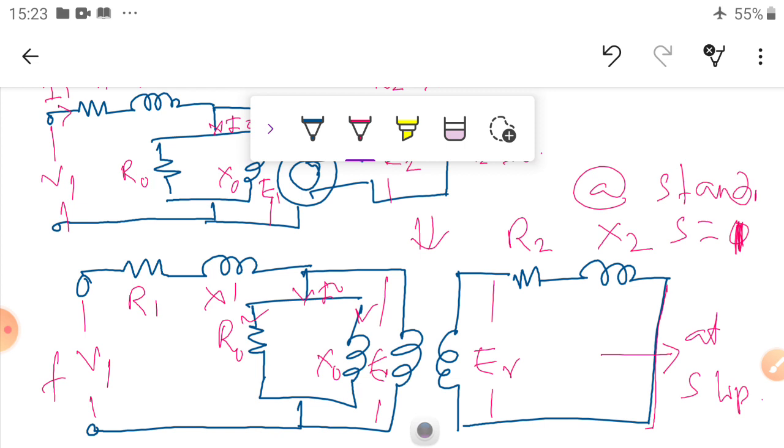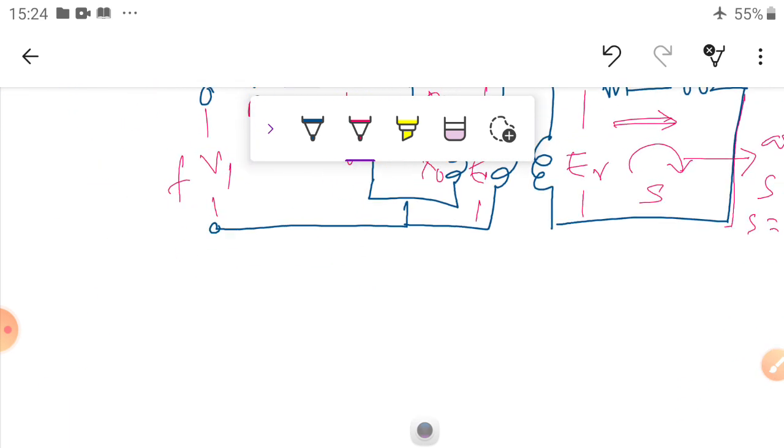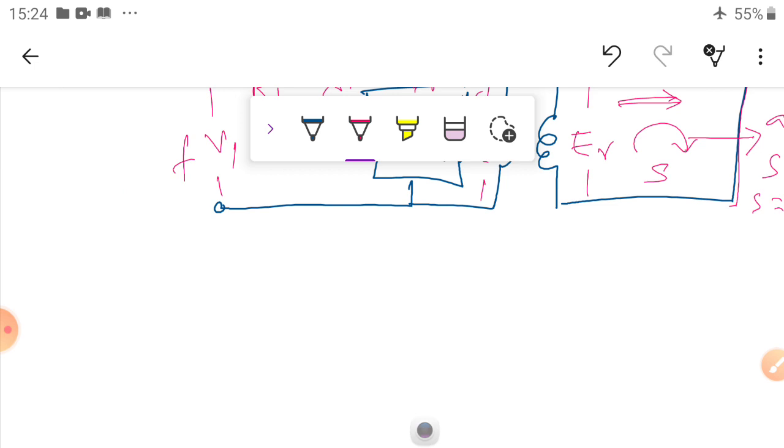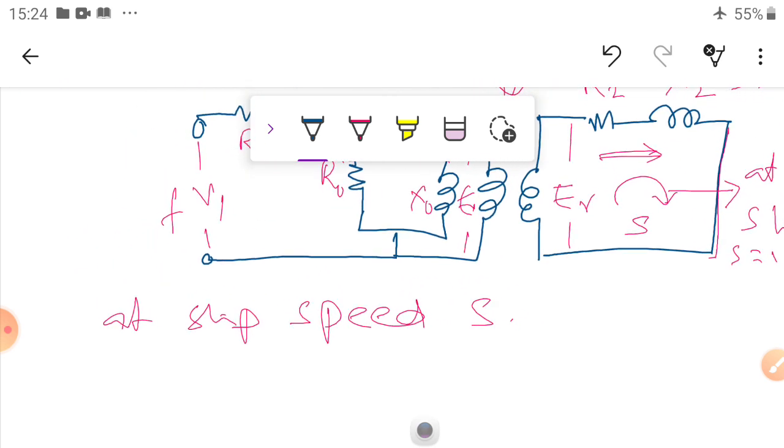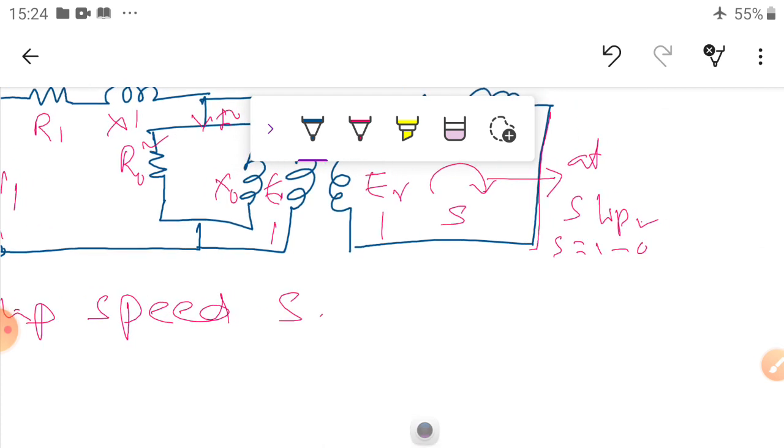Now for slip S between 1 and 0, at some slip speed, what are the parameters in the rotor circuit? We know that the rotor parameters change based on the slip. So the same thing I can write at slip S, while the primary side is the same. Whatever the values are, I can write them here. So what happens?